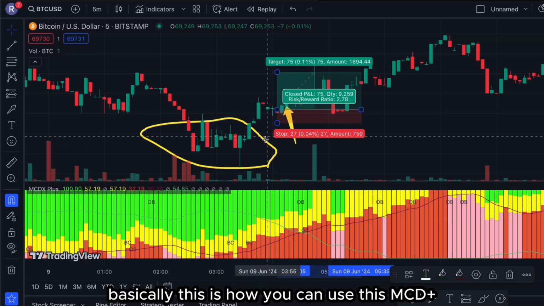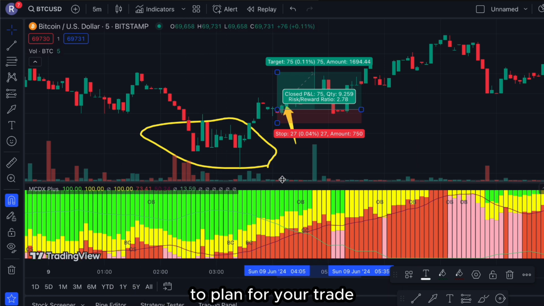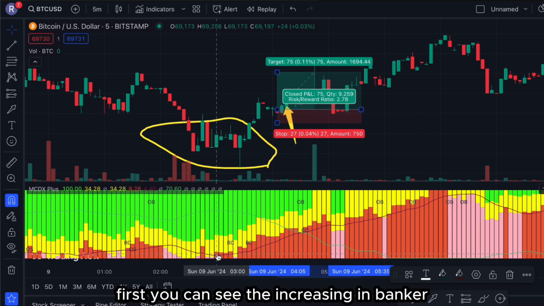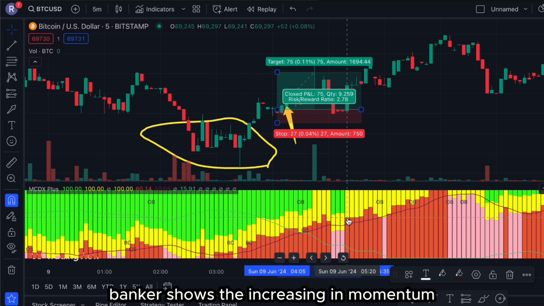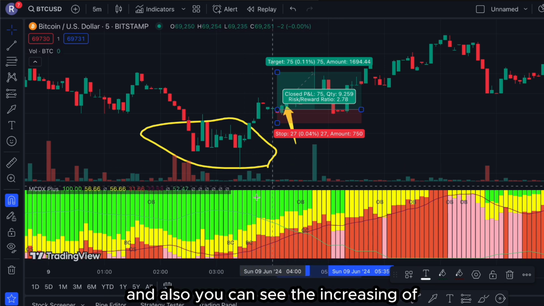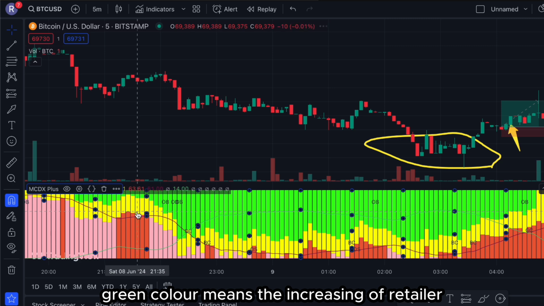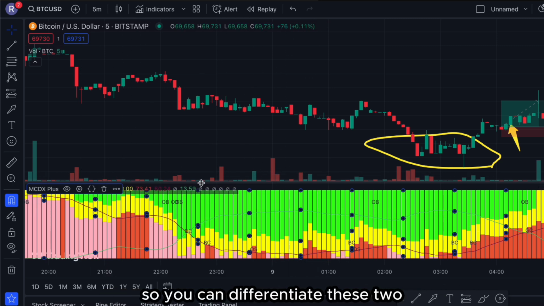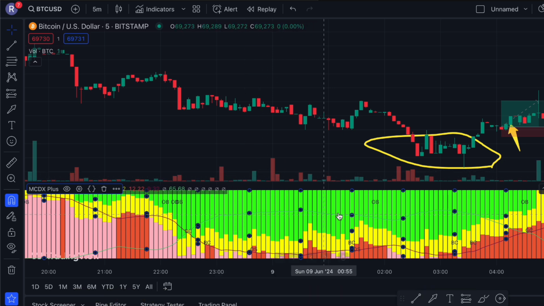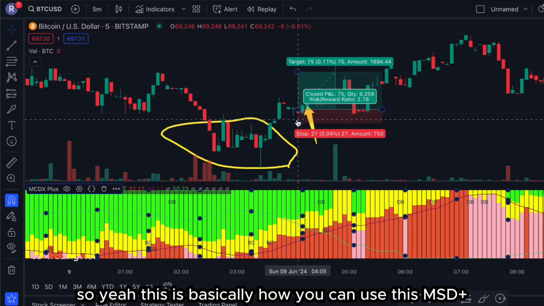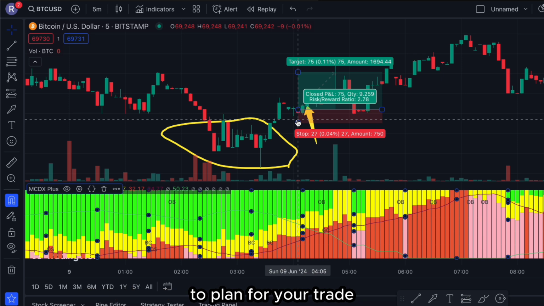So yeah, basically this is how you can use this MACD plus to plan for your trade. First, you can see the increasing in banker, the increasing of banker shows the increasing in momentum, and also you can see the increasing of green color means the increasing of retailer. So you can differentiate these two and plan for your best trade based on your strategy. So yeah, this is basically how you can use this MACD plus to plan for your trade.